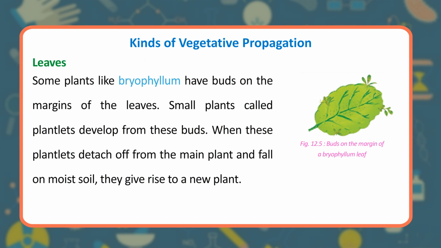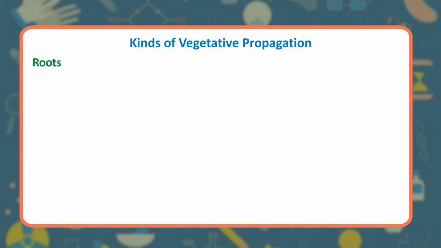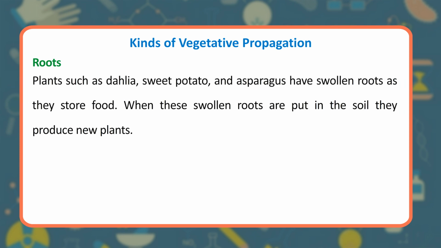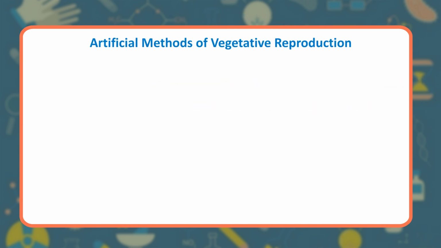Leaves. Some plants like bryophyllum have buds on the margins of the leaves. Small plants called plantlets develop from these buds. When these plantlets detach from the main plant and fall on moist soil, they give rise to a new plant. Roots. Plants such as dahlia, sweet potato, and asparagus have swollen roots as they store food. When these swollen roots are put in the soil, they produce new plants.